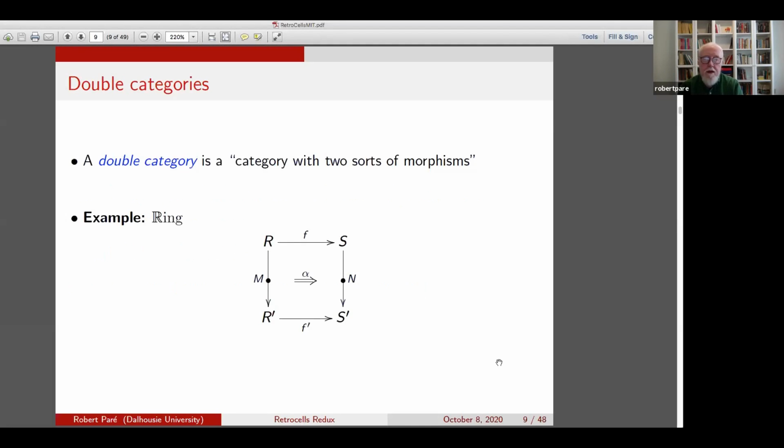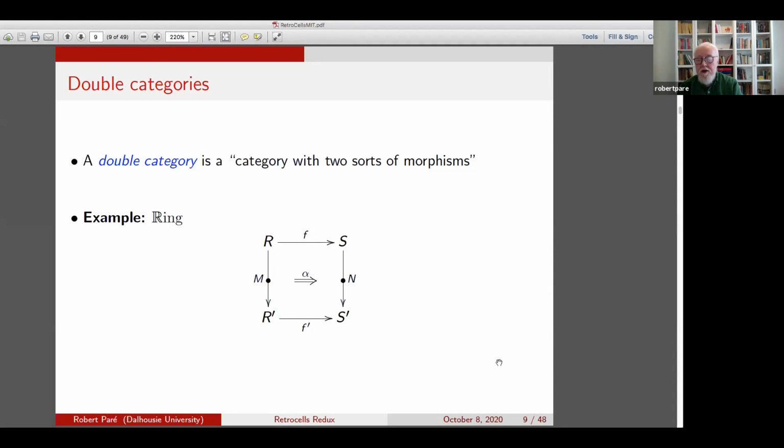So let me just mention what double categories are for people who don't know it. I am not going to give a definition. I give a general idea and then some examples. A double category is a category with two sorts of morphisms. Of course, this doesn't make any sense, because a category is determined by its morphisms.